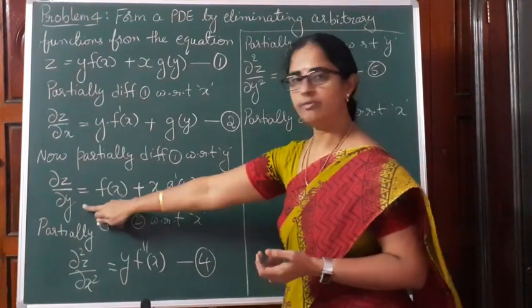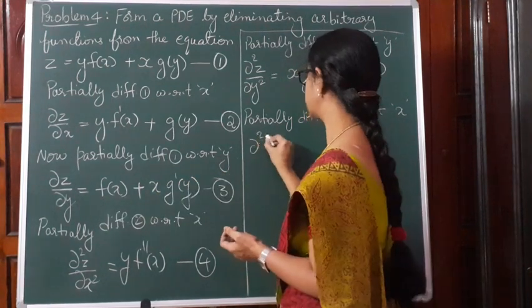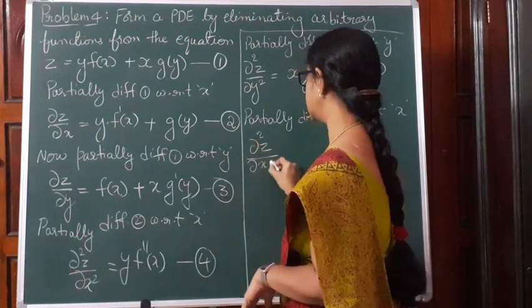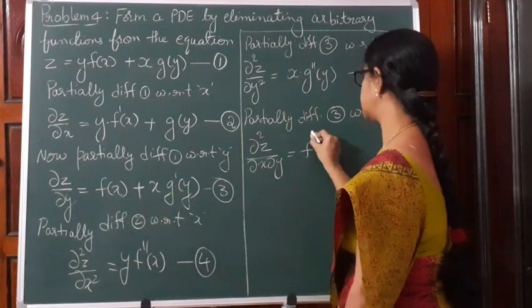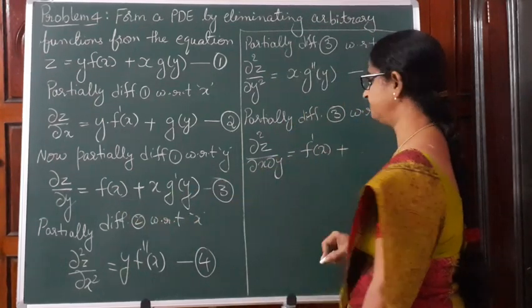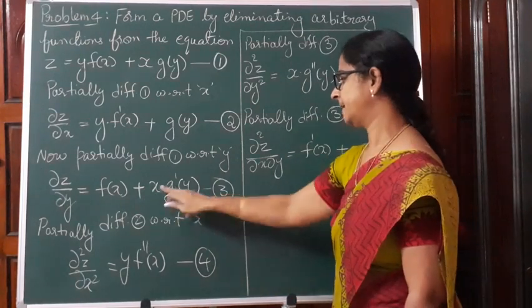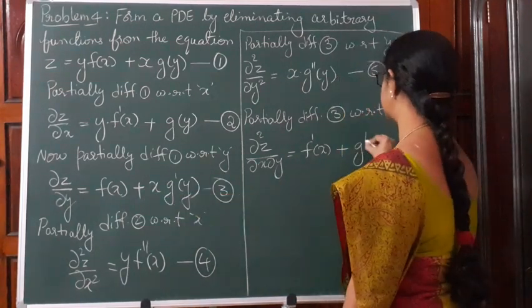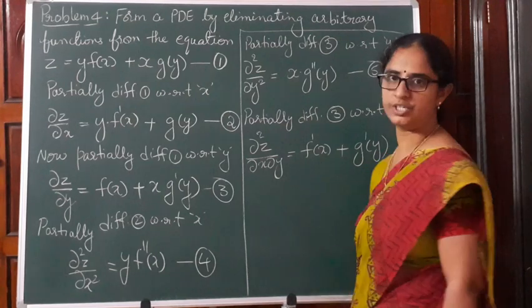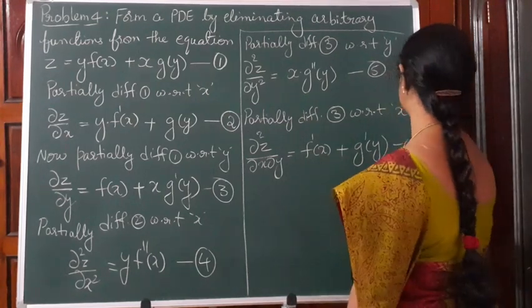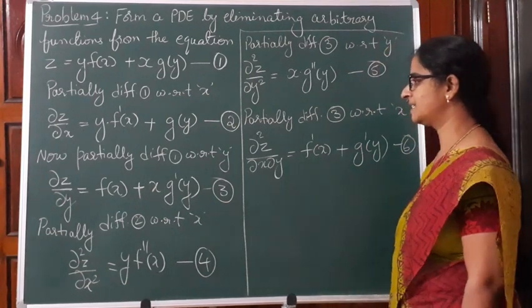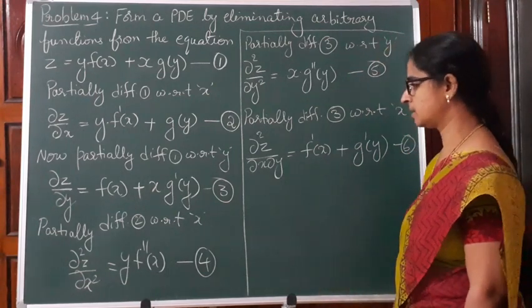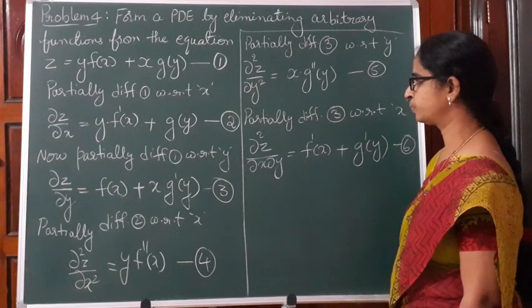∂/∂x of ∂z/∂y gives ∂²z/∂x∂y, which is equal to f'(x) plus, the derivative of x is 1, g'(y) is constant. So f'(x) + g'(y). This is equation number 6. Now we have to eliminate f, g using all 6 equations. What can we do?